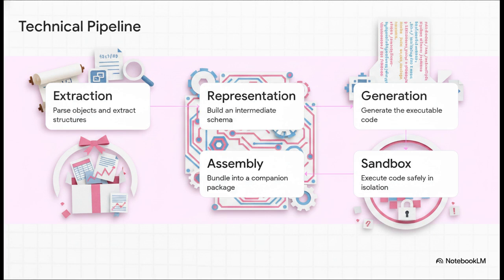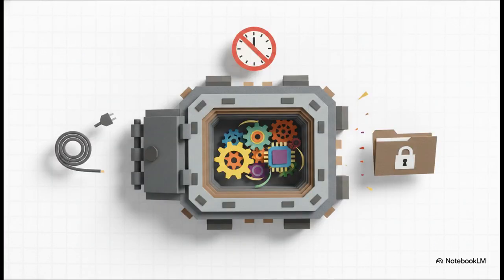Fourth is sandboxed execution, where that generated code is run in a super safe environment. And finally, number 5, package assembly. This is where the code, the generated synthetic datasets, interactive figures, and the documentation are all neatly bundled together into one handy companion package. Now, let's zoom in on step 4 from that pipeline for a second.